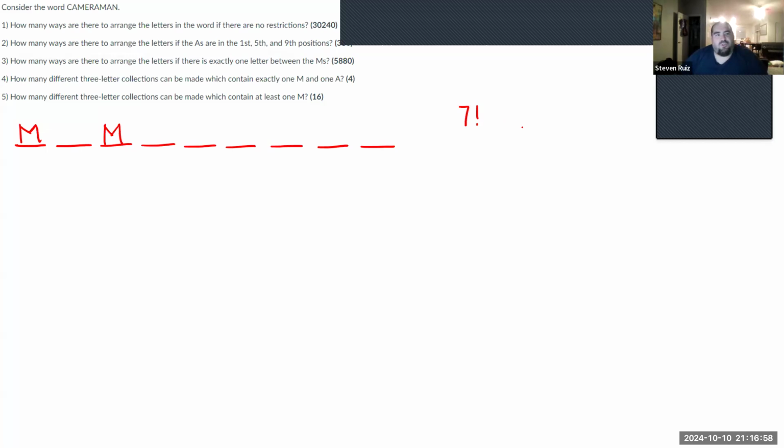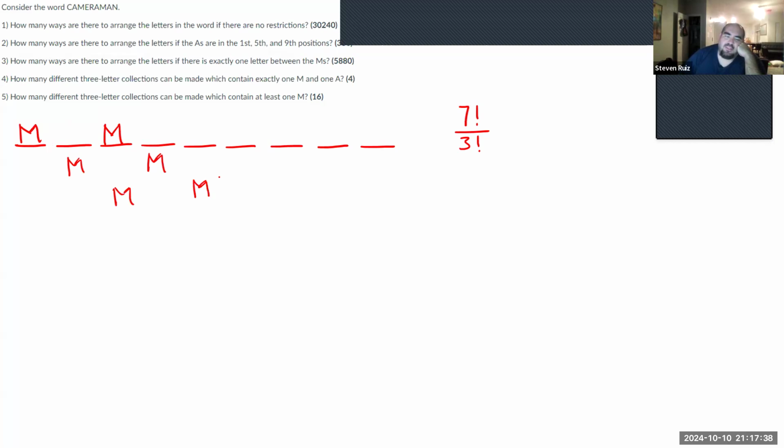So there are 7 factorial ways to arrange them, but 3 factorial of those ways are going to be identical because I have 3 different A's that could be transposed for each other and would yield basically the same object. Okay, so am I done here? Is 7 factorial over 3 factorial all I have to do? Well, not exactly, because this was assuming that the M's are in the first and third position, but they could also be in the second and fourth position, or the third and fifth.